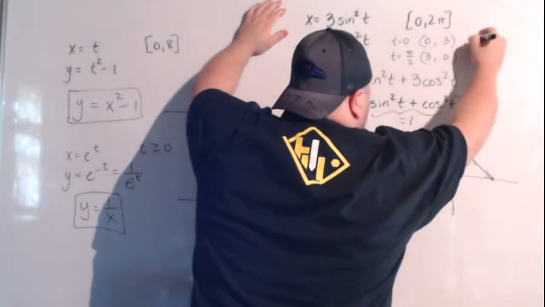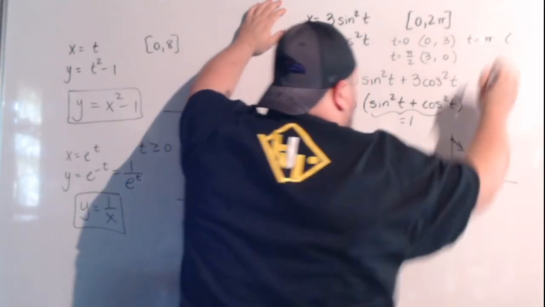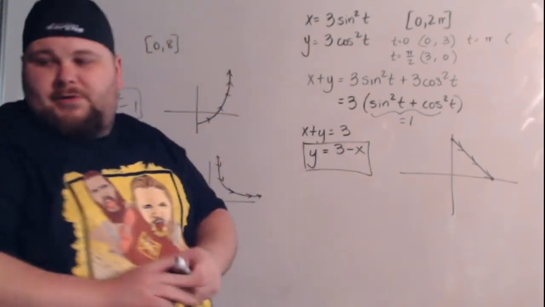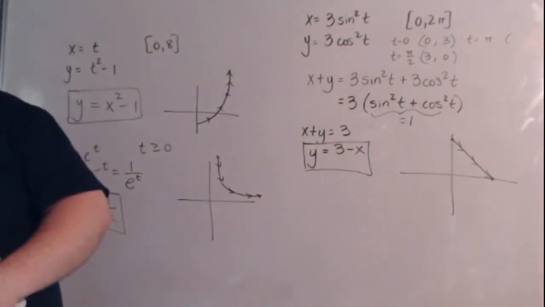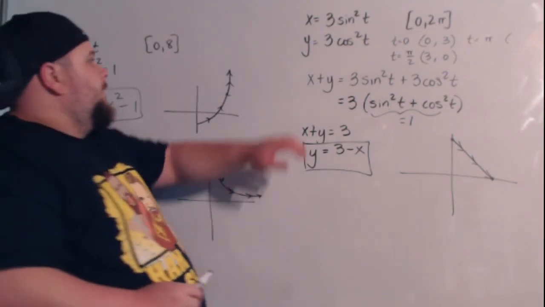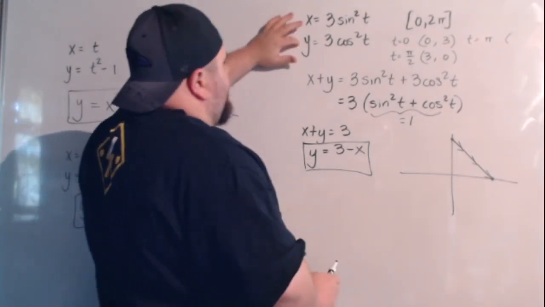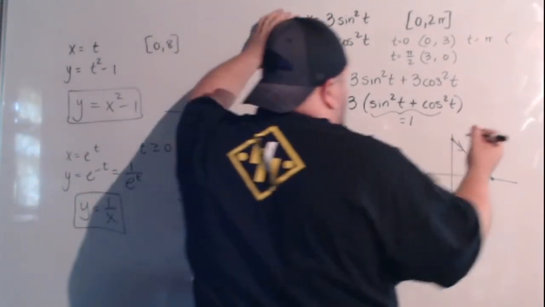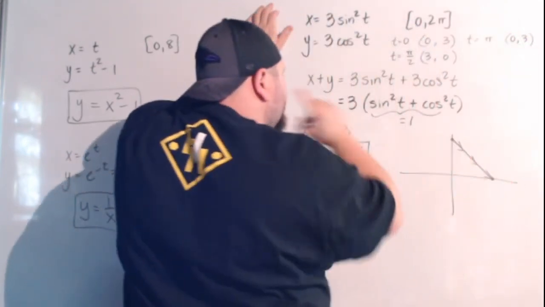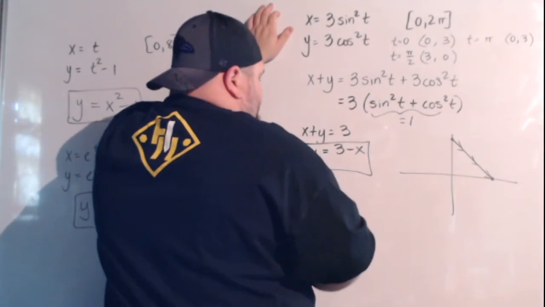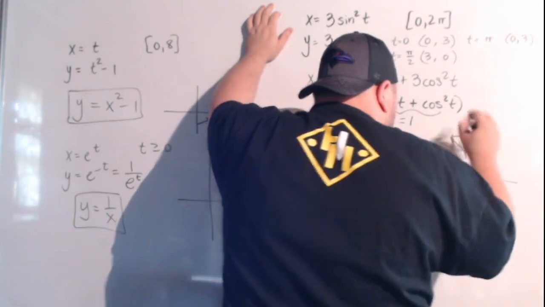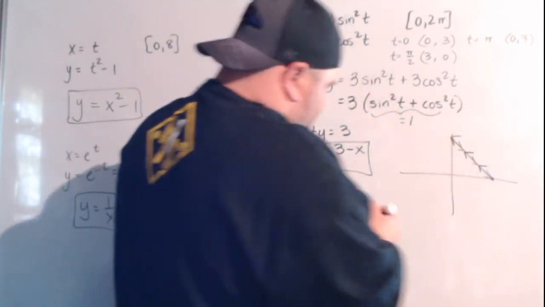Well, what if I plug in pi? I'm guessing I might be off the screen. Nope, just barely on there. So if I plug in pi, what do I get? Well, sine is 0, cosine is -1, but squared makes it 1. So we're back at (0, 3). I'm back up here. So this actually bounces back and forth. Does that make sense to you?